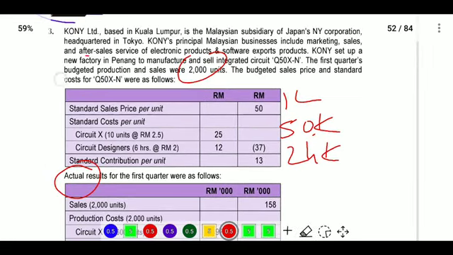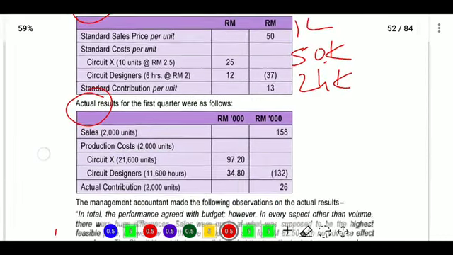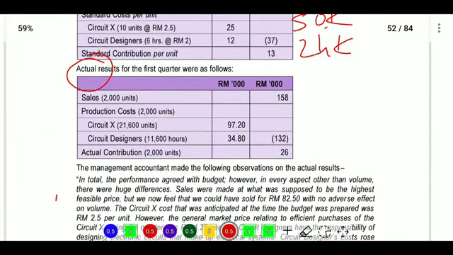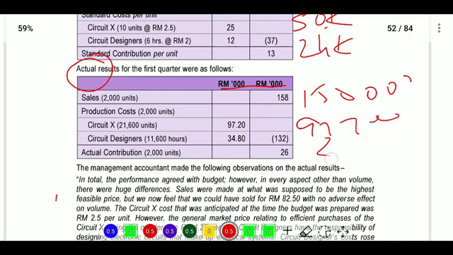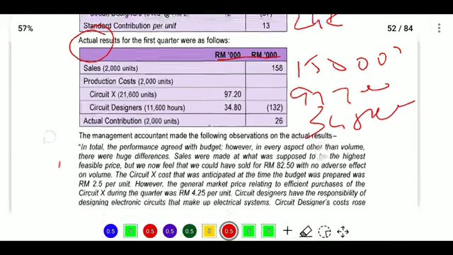So we got this budgeted production, now we have actual production. What do they provide? They provide direct amounts. So this is 1,58,000. Next, production cost will be 97,200. Okay, and customer design will be 34,800. Okay, next what do we want now?